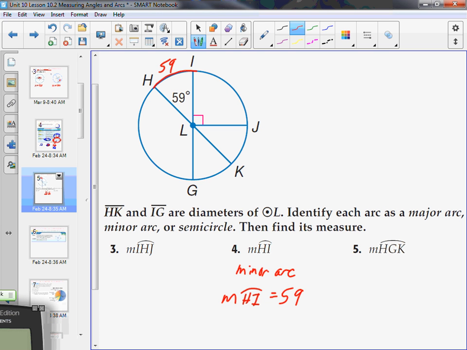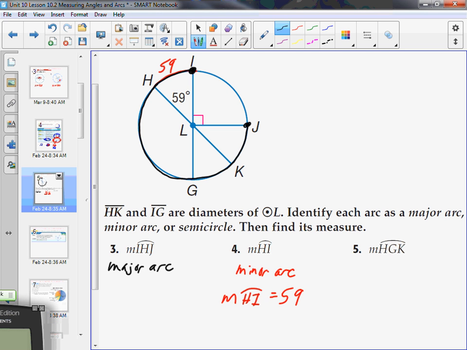Okay, let's back up and do number 3. Number 3, they want us to tell them what kind of an arc IHJ is. Start at I, go through H, keep going until you get to J. Well, that's more than half a circle. So that's a major arc.